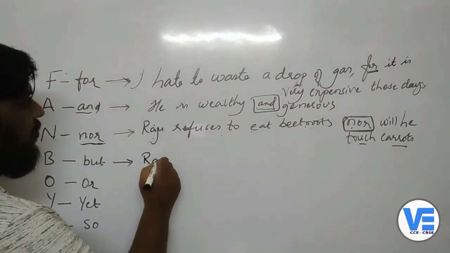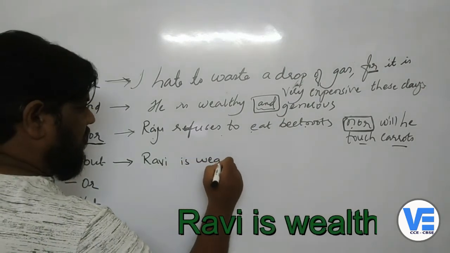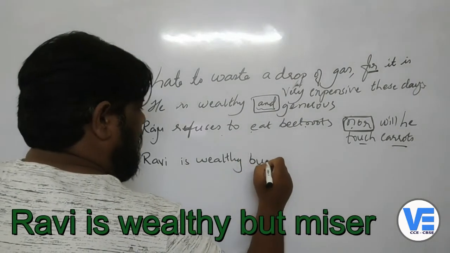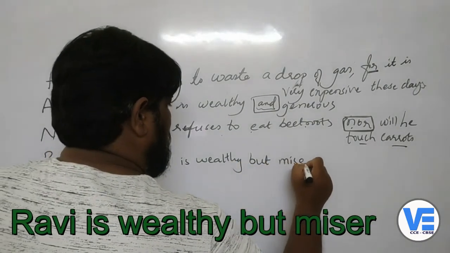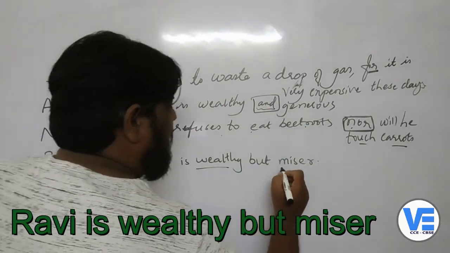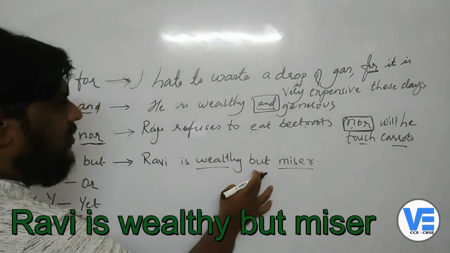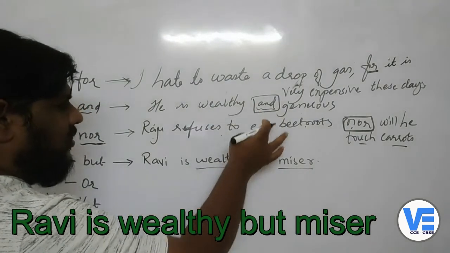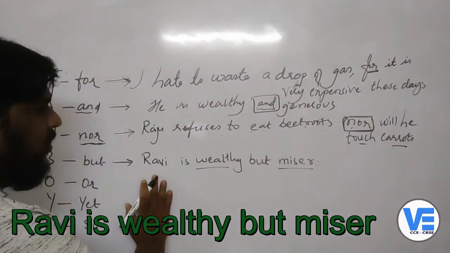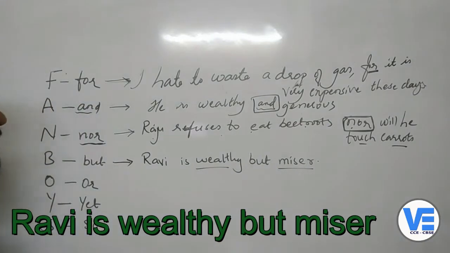Now I'll take one more example here. Ravi is wealthy but miser. That means here Ravi is wealthy, but at the same time he is miser. So why we are using "and" and "but" here, we will definitely talk about that. Just for now, you just remember this one. Ravi is wealthy but miser.